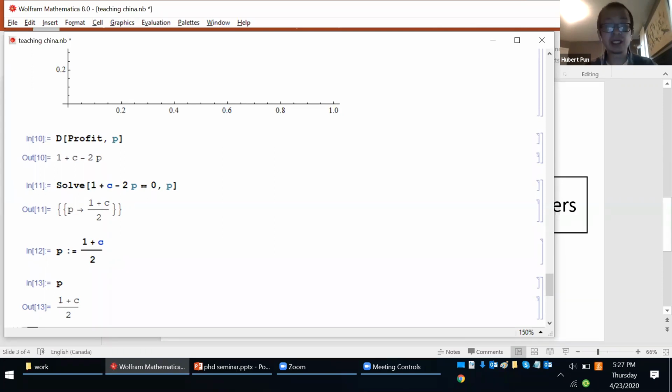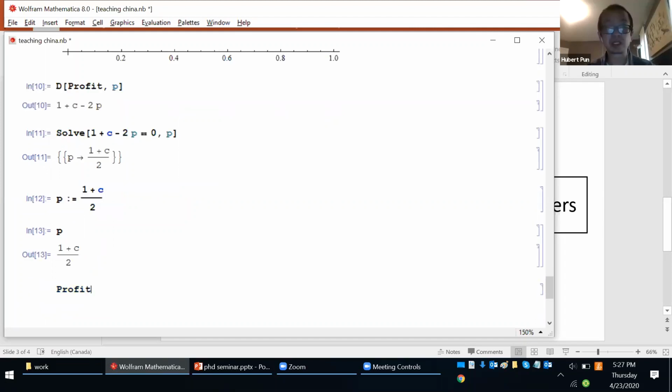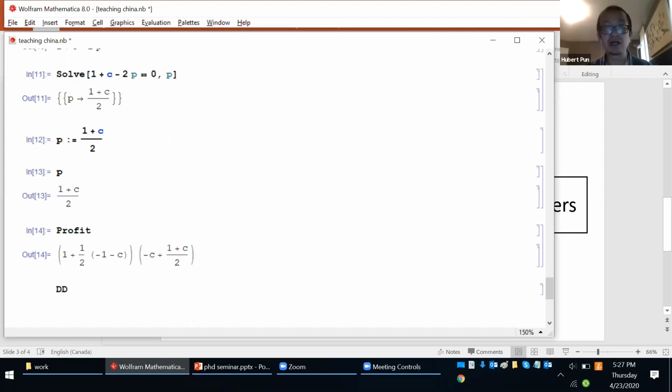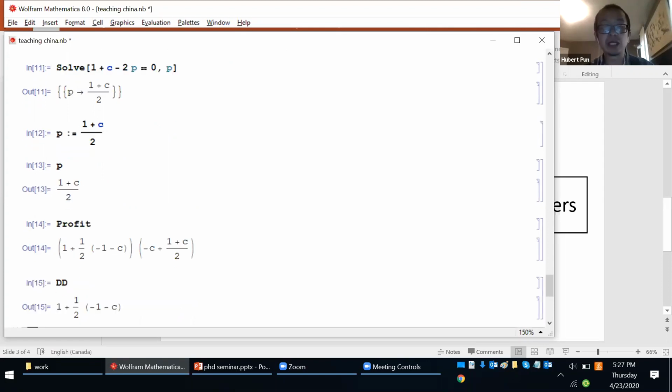And then if I have to find out what is profit, if I do shift enter, it would have a long expression that looks like that. And then demand, if I do shift enter, I would have an expression. So every time you see P, it gets replaced with the word C.